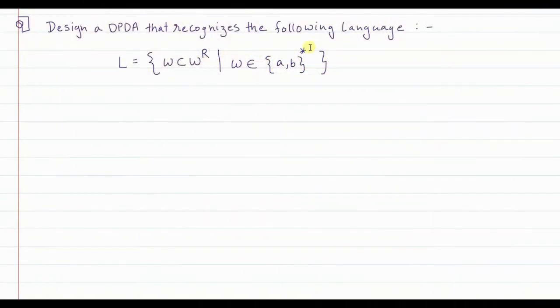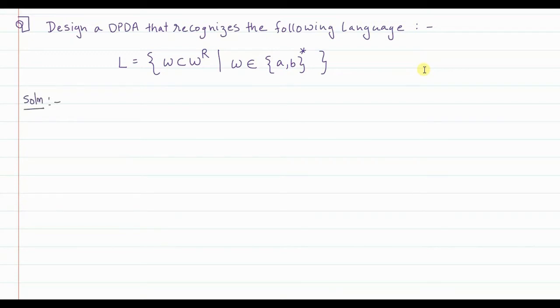Now in this problem we are supposed to design a deterministic push-down automata that recognizes the given language. Now let us analyze the language. L equal to WC W raised to R such that the string W belongs to (A, B) the whole star. Now first, before solving the problem, we should analyze what kind of language it is.